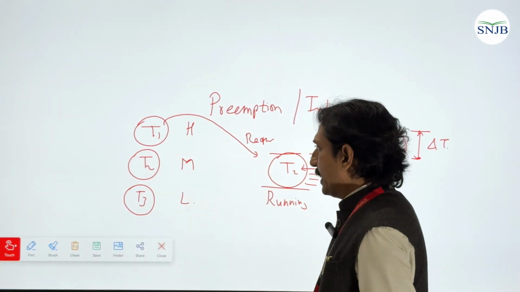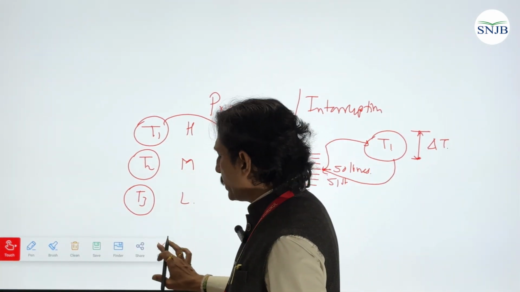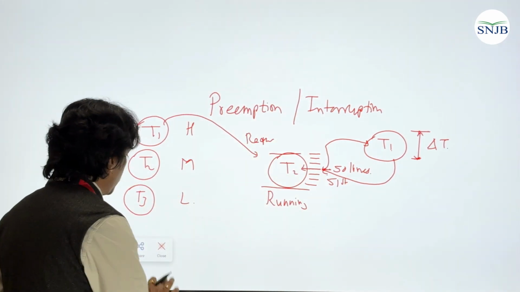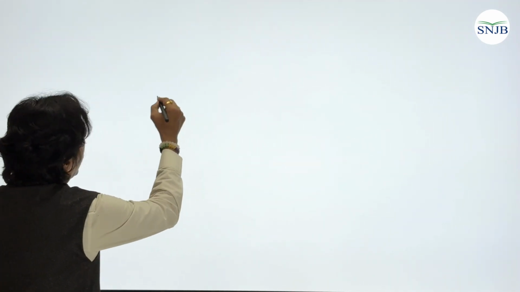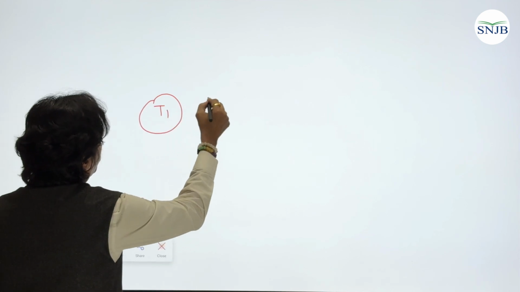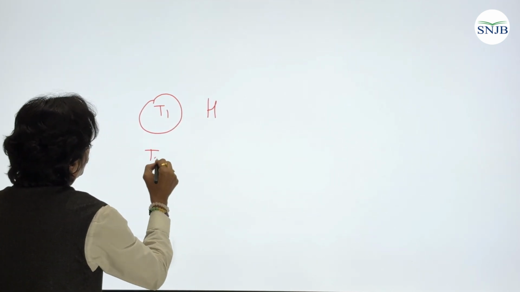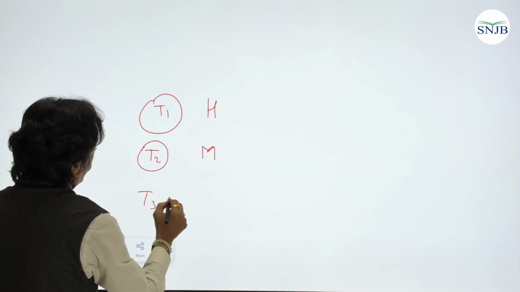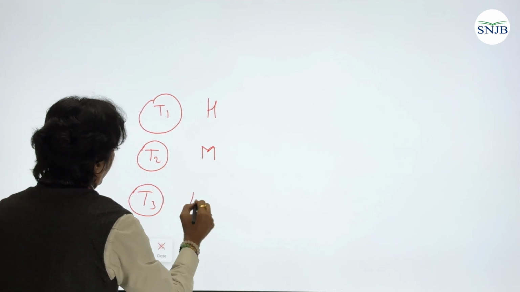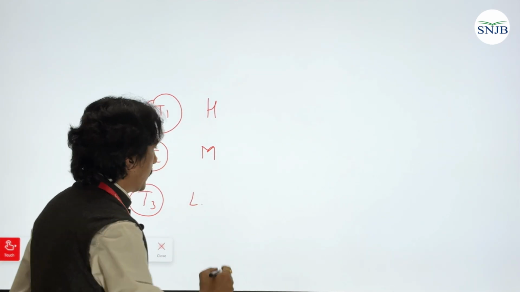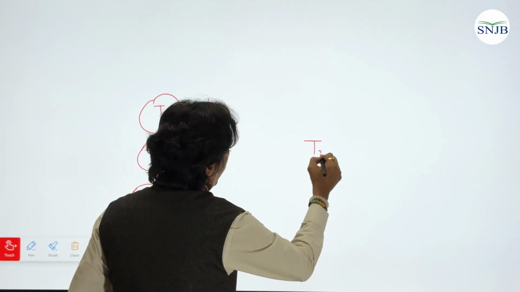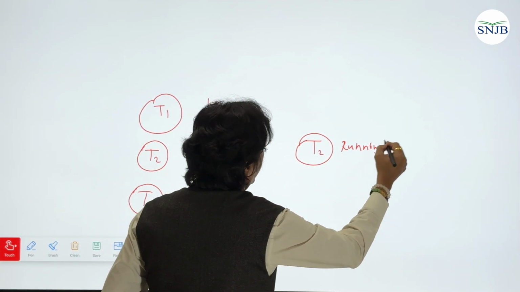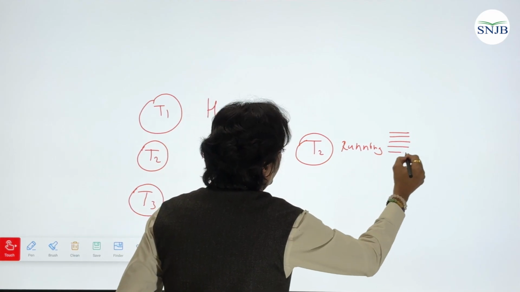Now the second is non-preemption. Non-preemption is the reverse one. In non-preemption, what happens? This is task 1, which is the highest priority task, task 2, which is a medium priority task, and task 3, which is a lower priority task. Now again we are taking the same example. Task 2 is running, and it is executing all its instructions.